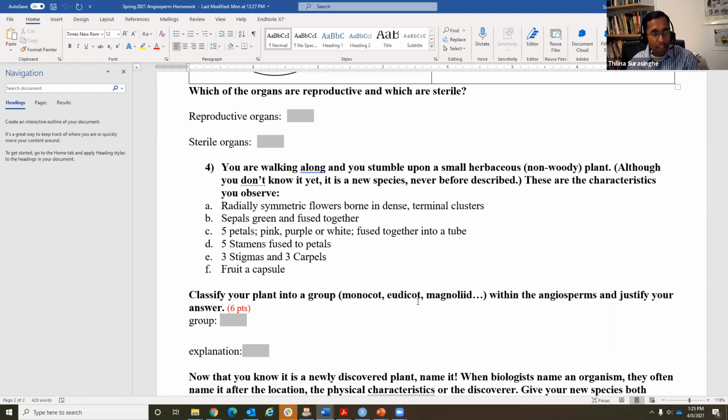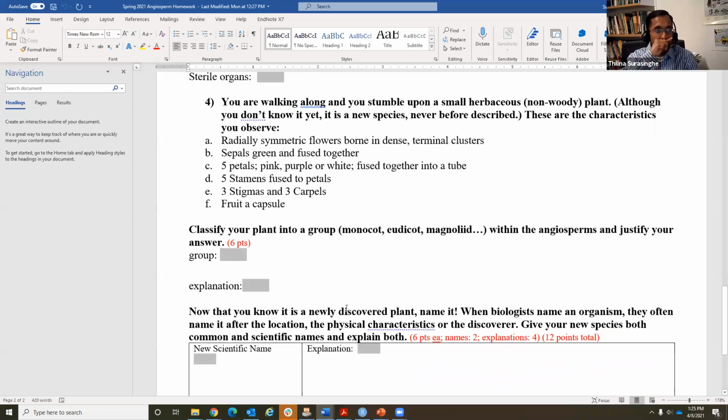You are walking along and you stumble upon a small herbaceous plant. Although you don't know it yet, it's a new species, okay? Or rather, you take it to the lab, you key it out, and you couldn't key it out, so it turns out to be a new species. It has never been scientifically described before, and you are responsible for describing it.